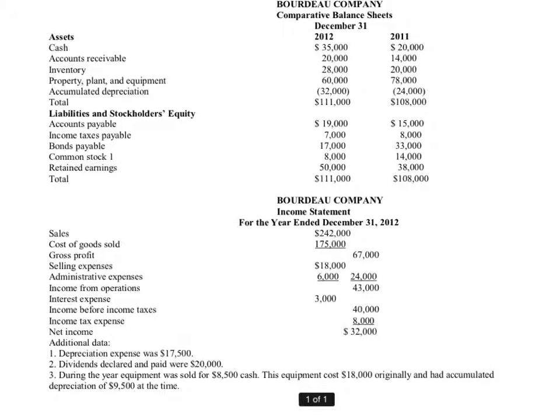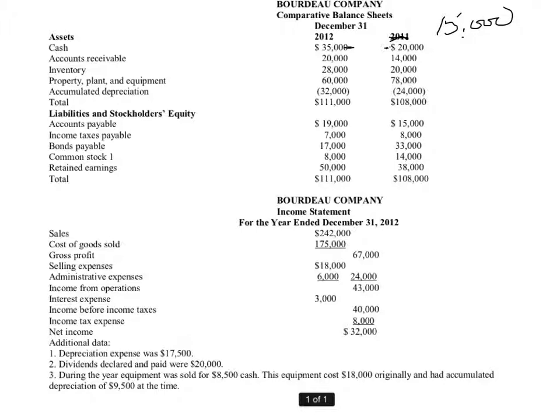Okay, let's look at an example here. Bordeaux Company, comparative balance sheets, December 31st, 2011-2012. So the end of 2011 is the beginning of 2012. And you can see that at the beginning of the year they had 20,000, at the end of the year they had 35. So therefore cash increased by 15,000. So we're going to have to show why it increased by 15,000. That means that those transactions which were a source of cash to the company exceeded those transactions which were a use of cash to the company by 15,000.